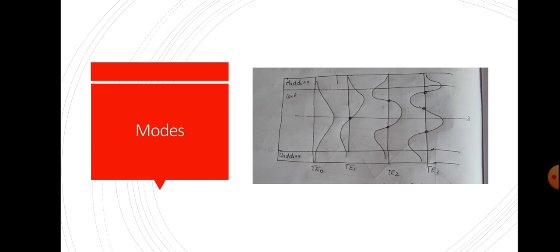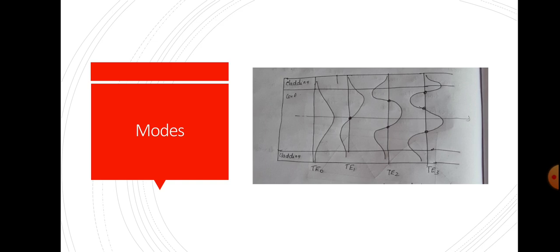These represent the order of the mode, and the order of each mode is indicated by the number of field maxima within the core of the fiber. Actually, the order of each mode is indicated by the number of field maxima within the core of the fiber. Okay, so for order 0, the number of field maxima is 1.